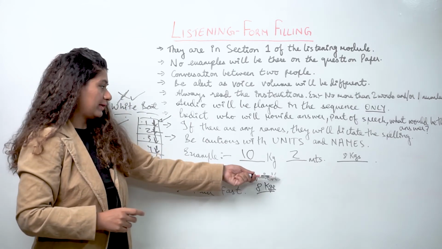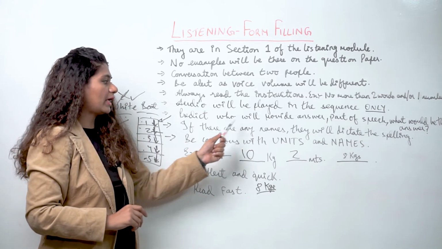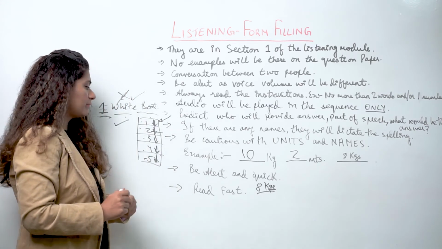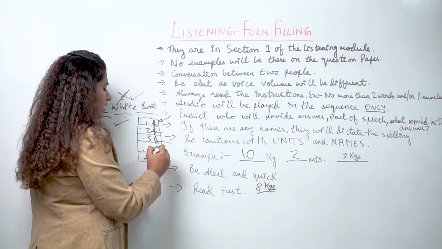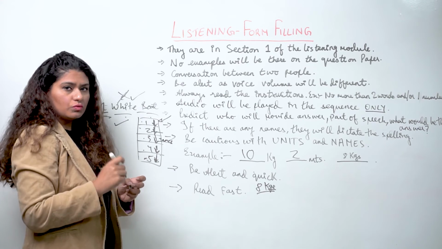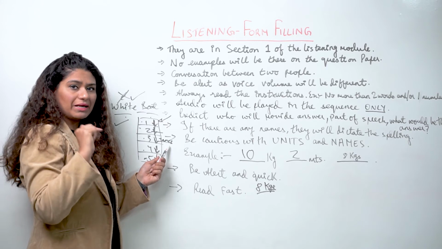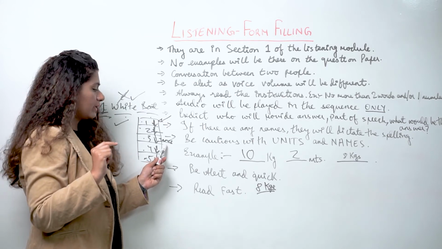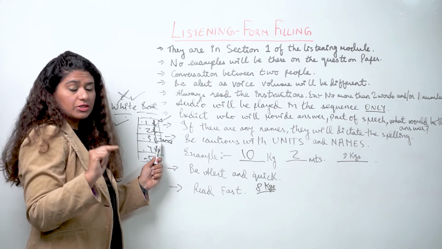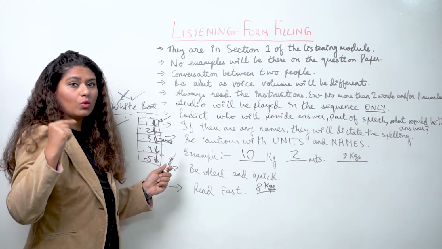Now coming back to names, as I said, be cautious with the names as well. If there are any names, they will dictate the spelling. So let's say, for example, your question number 3 has the answer as James. In the audio clip, they will give you the spelling also. They'll spell it J-A-M-E-S. My name is James. I'll repeat it, J-A-M-E-S. So that's how you're going to hear it in the audio clip.